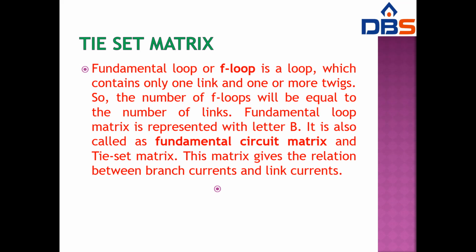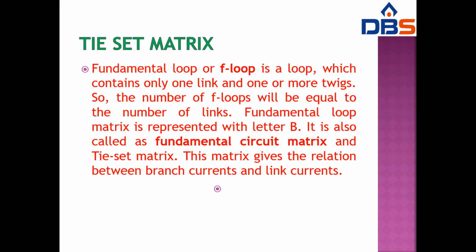So if a network has 3 links, there are 3 loops. The fundamental loop matrix is represented by the letter B. It is also called the fundamental circuit matrix and tie-set matrix.